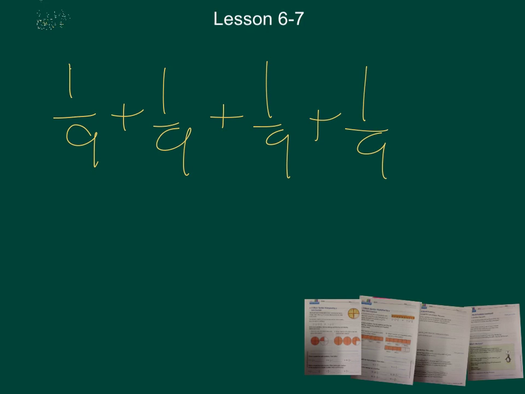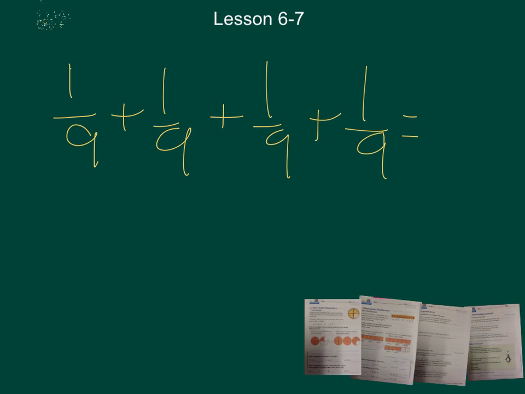I'm going to throw another one up there, and I want you to tell me what the answer would be. Let's go 1/9 plus 1/9 plus 1/9 plus 1/9. I want you to find out what the answer is, the normal addition way, and then I want you to write a multiplication problem using what we have here and finding the answer. So if you think you can do it, pause it and do it. If you have no clue, just let me show you how next.